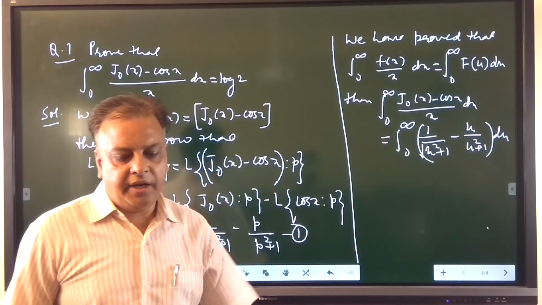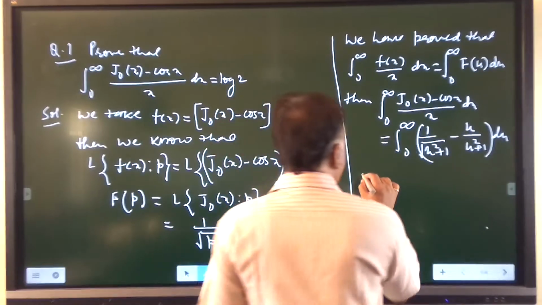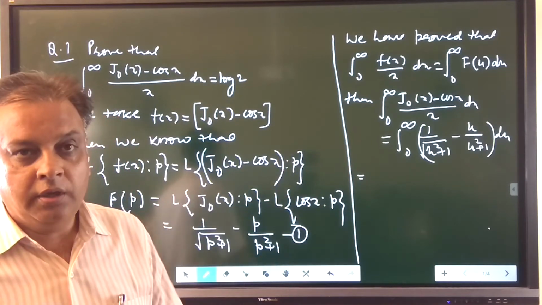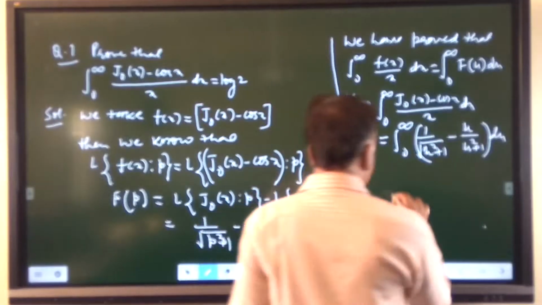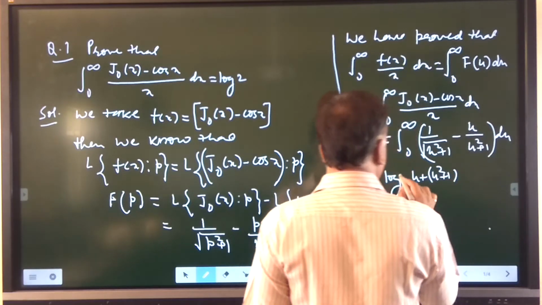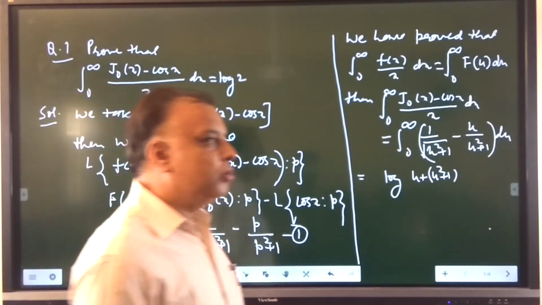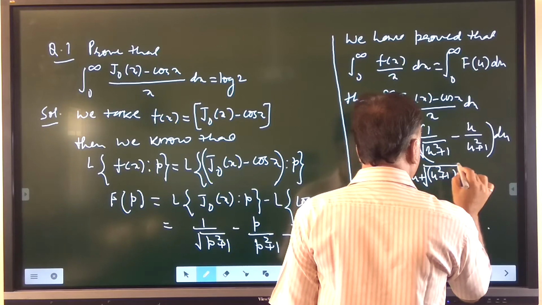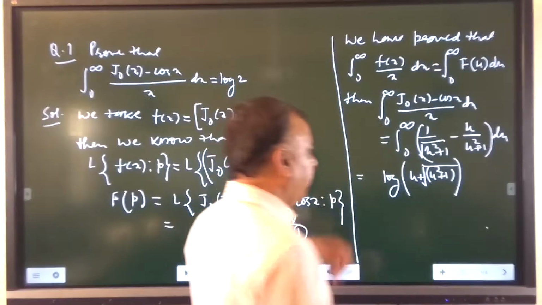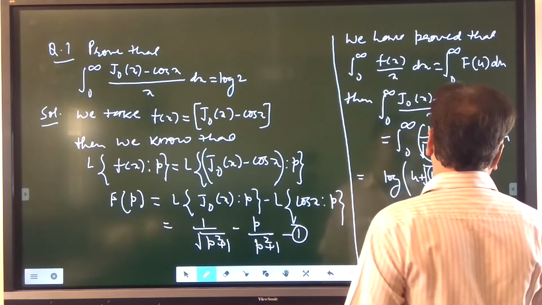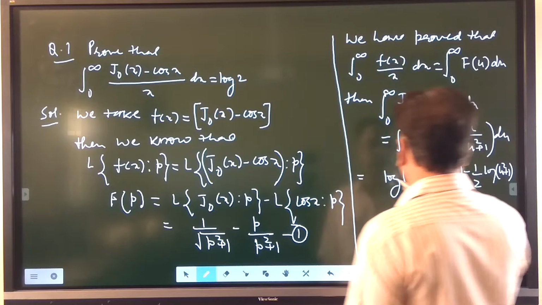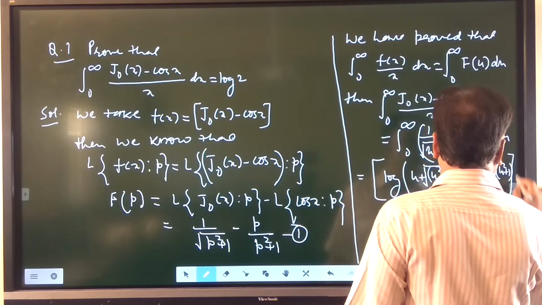If we integrate the right hand side, we obtain 1 upon under root u square plus 1, and if we integrate this one, we get log of u plus under root of u square plus 1. This is the integration of 1 upon under root u square plus 1 minus u upon u square plus 1. If it is integrated with respect to u, then this is equal to minus 1 by 2 log of u square plus 1, and the limits are from 0 to infinity.